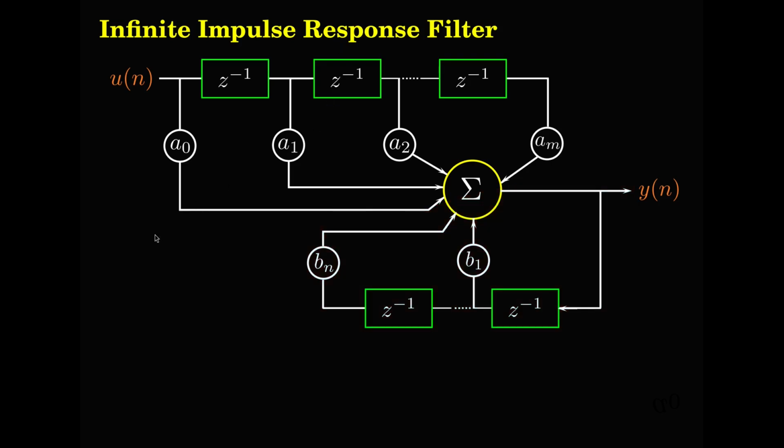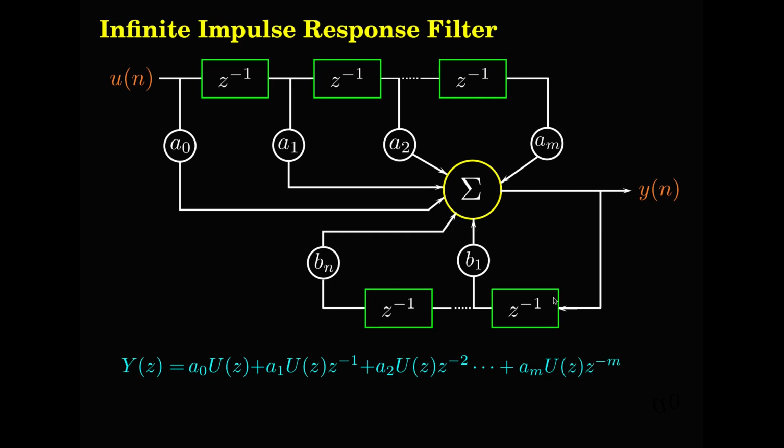Now, what is the equation for this? Let us write the YZ equation. YZ equals, so first you take the forward part: UZ into A0, UZ into delay, Z to the power of minus 1, 1 delay into A1, UZ 2 delays, Z to the power of minus 2 into A2, right? M delays, UZ into AM, M delays.